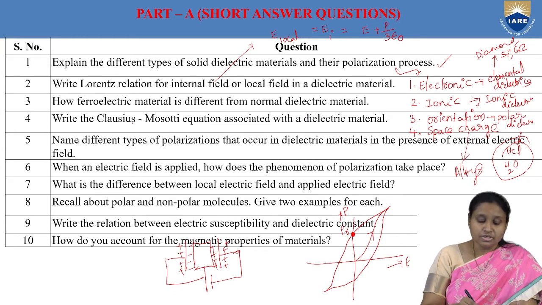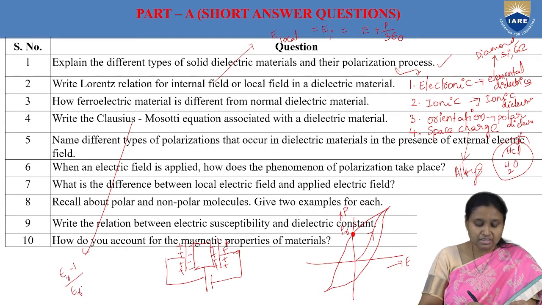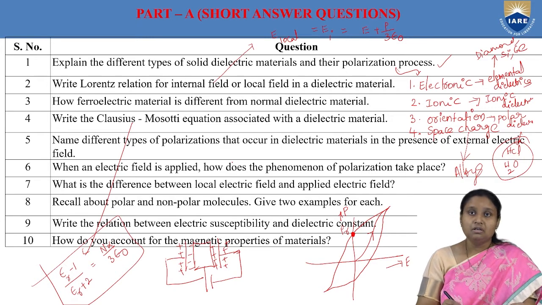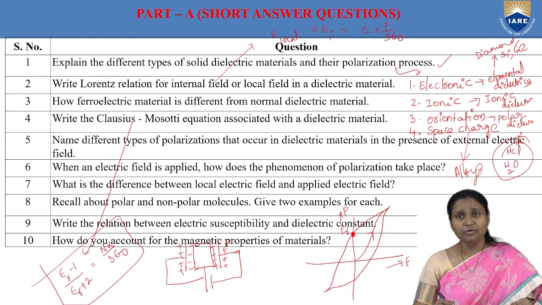Now write the Clausius-Mossotti equation. Epsilon r minus 1 divided by epsilon r plus 2 is equal to n alpha by 3 epsilon naught. This is the Clausius-Mossotti equation. Now name different types of polarization. Already I told you there are 4 types of polarization, and the phenomenon of polarization we have also discussed just now.